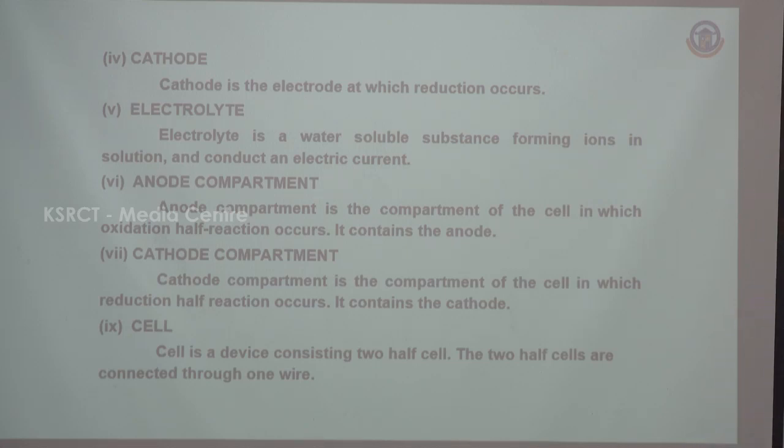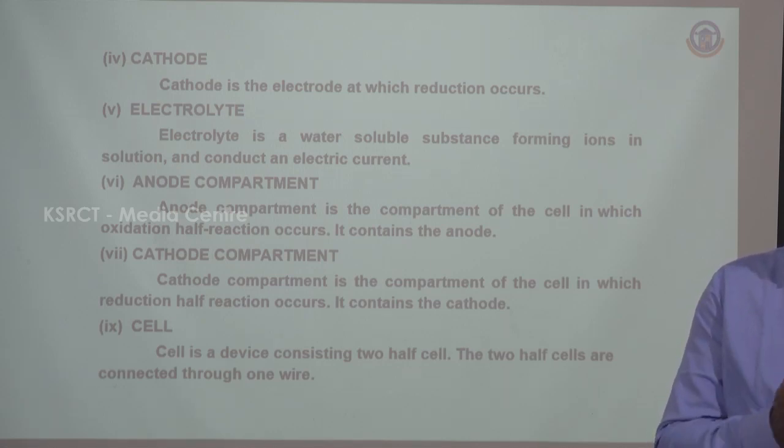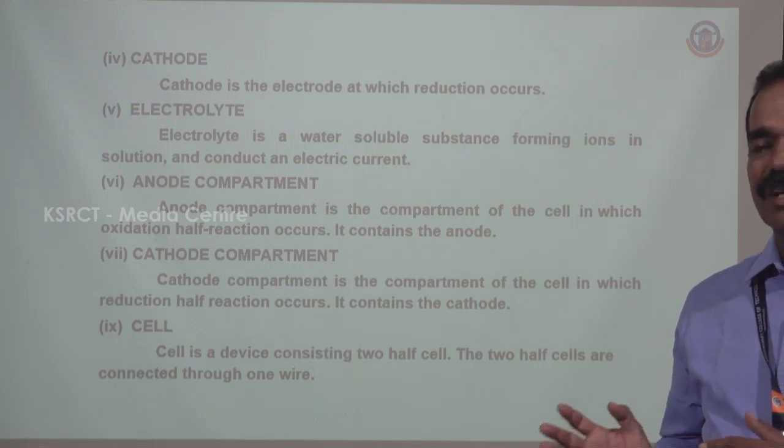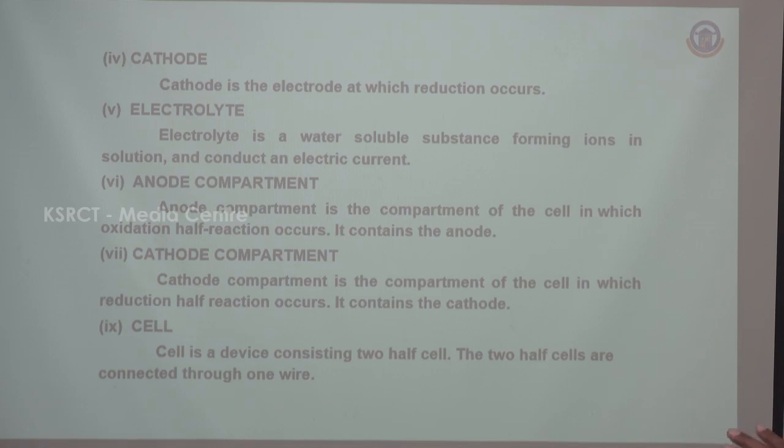What do anode compartment and cathode compartment mean? I have already told that in a cell there are two half cells, one is the anode half cell and another is the cathode half cell. So we can say that the anode half cell is nothing but the anodic compartment, and the cathode half cell is nothing but the cathodic compartment. The anode compartment is the component of the cell in which the oxidation half reaction occurs. It contains the anode. At the cathode side, reduction takes place, and that is always on the right hand side.